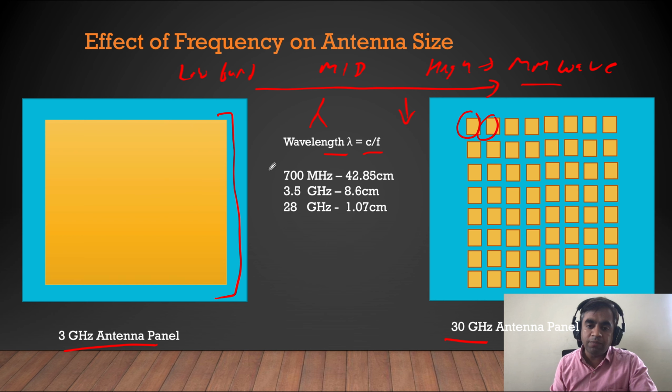I have some populated data. For example, if you have a 700 megahertz frequency band, the antenna size will be 42.85 centimeter. And this comes via this formula. For 3.5 gigahertz, it translates to 8.6 centimeter. Or if you go towards the millimeter wave, 28 gigahertz, it comes down to just 1 centimeter. So you see here the antenna size is getting reduced. When the antenna size is getting reduced, what we can do is have more and more antennas on the panel. And this is actually called massive MIMO.